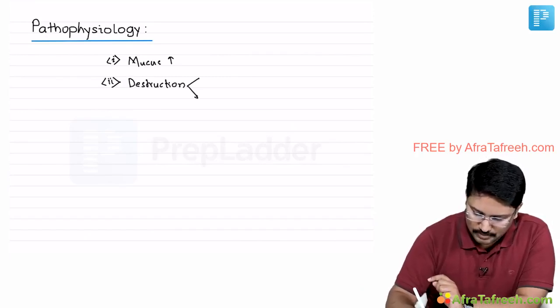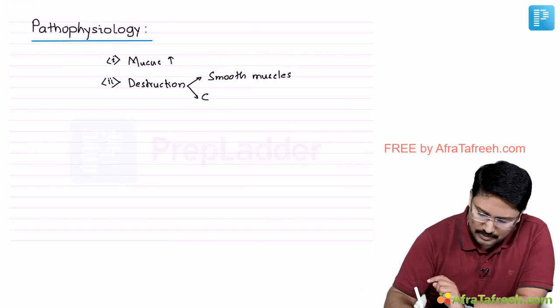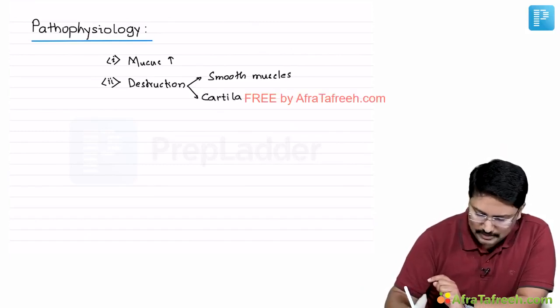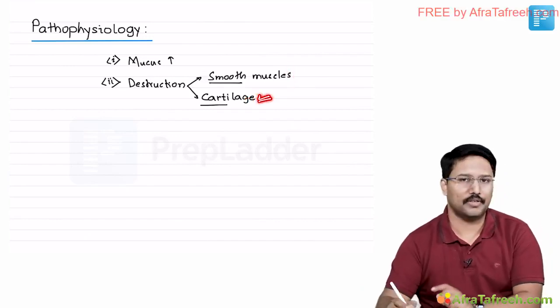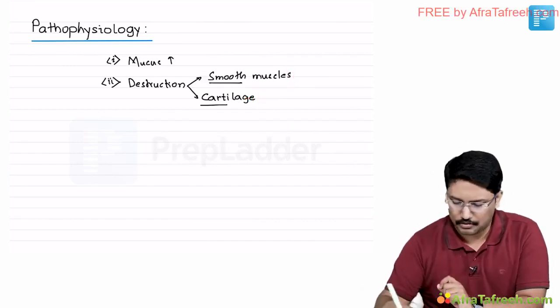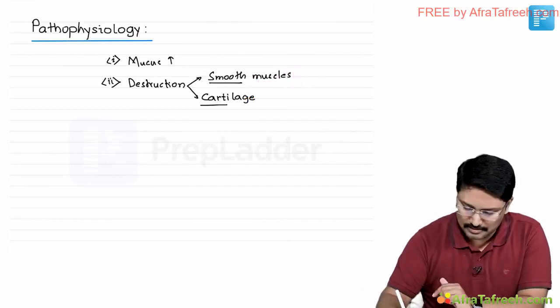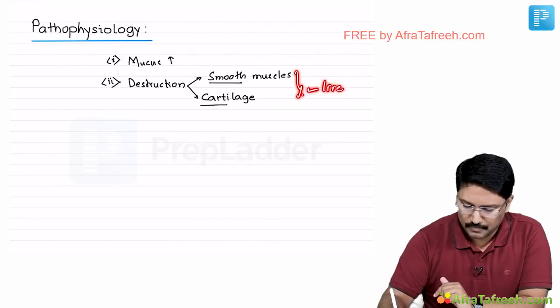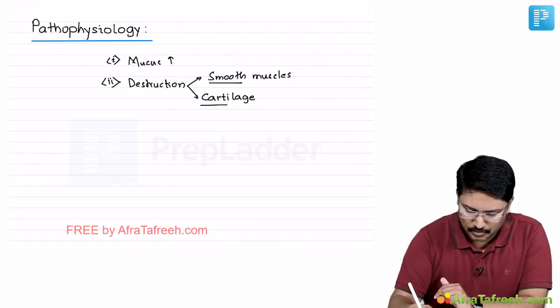two important components. One is smooth muscles. Smooth muscles of the airway are destroyed. Number two is destruction of the cartilage or elastic tissue. And this is what exactly makes it irreversible. Once the cartilage is destroyed, regeneration of cartilage is less likely to occur. Once smooth muscles are destroyed, probably less likely to regenerate. That's exactly why you develop irreversibility. Right. Okay. So that's the basic change that you will see on the histopathological examination.